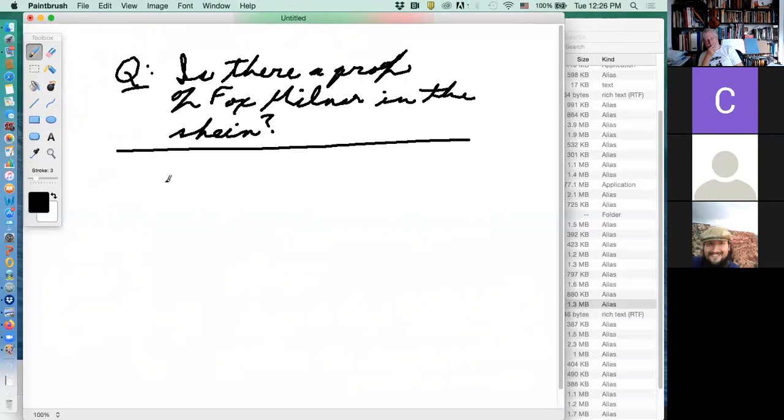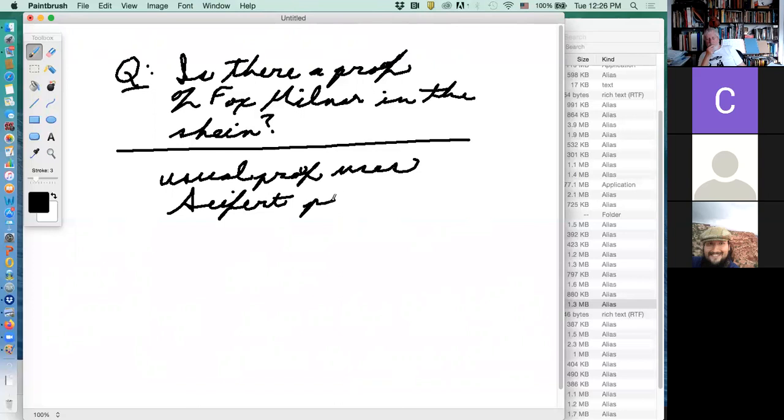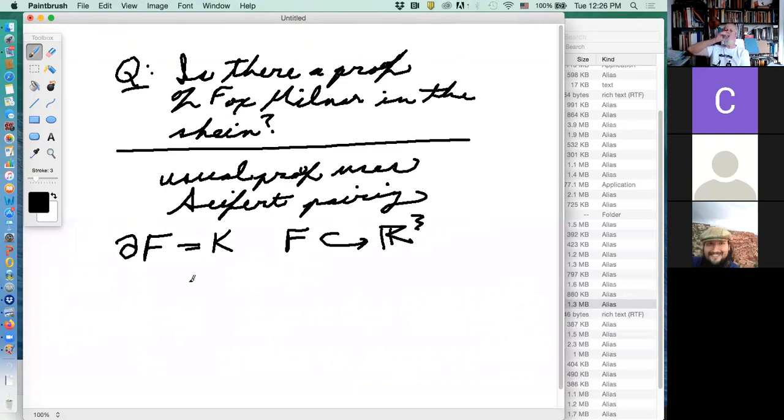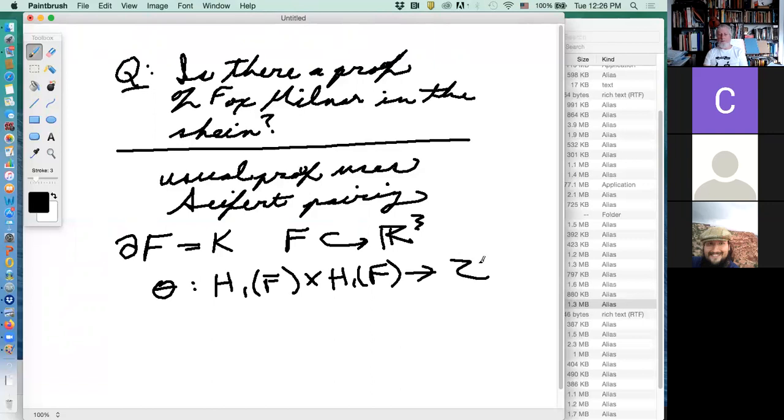The way you prove it using Alexander, the usual or well-known proof, uses the Seifert pairing. And it's worth, for background, remembering what the Seifert pairing is. You have a surface, F, whose boundary is the knot. F is embedded in R3. And you have a pairing on the first homology of F, by taking the linking number of one cycle pushed off the surface with the other.